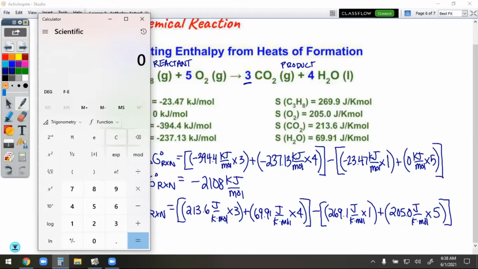So we're going to type this into our calculator. So we're going to open some parentheses, 213.6 times 3. Notice that in this case, we don't have any negative values. 69.91 times 4, close parentheses, minus, open parentheses, 269.1 times 1, which you don't really have to do, plus 205.0 times 5. We get this answer, negative 373.66.